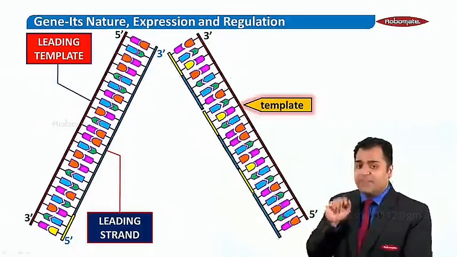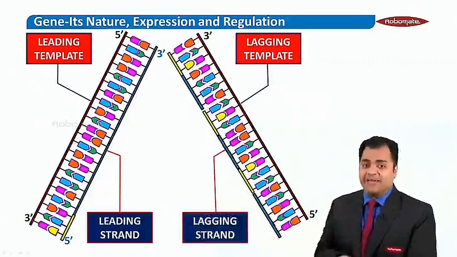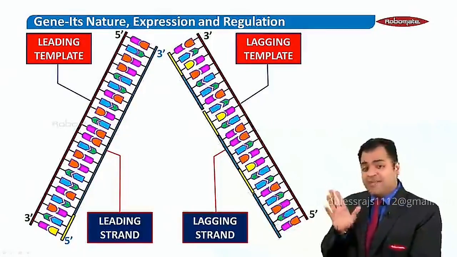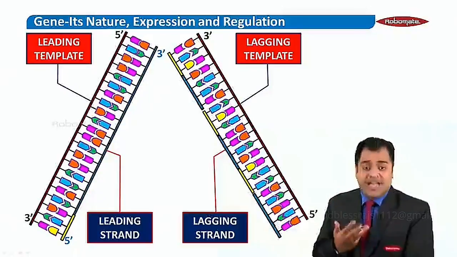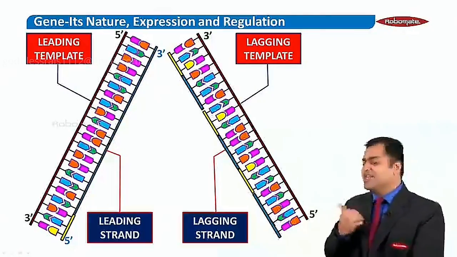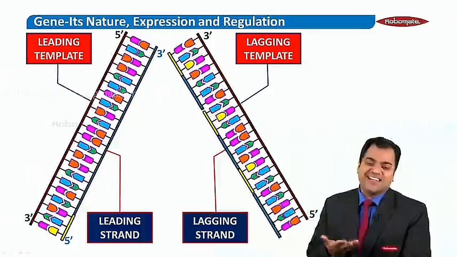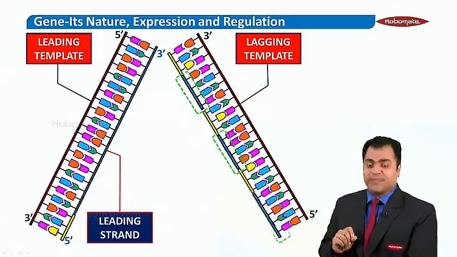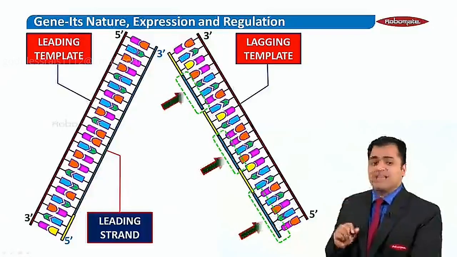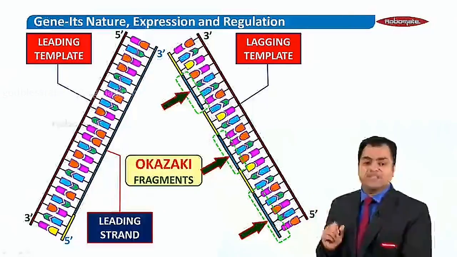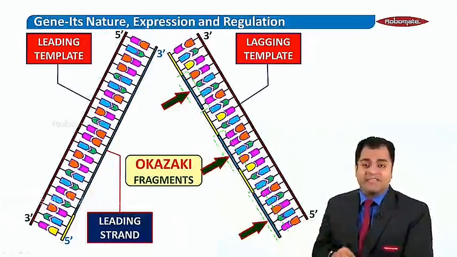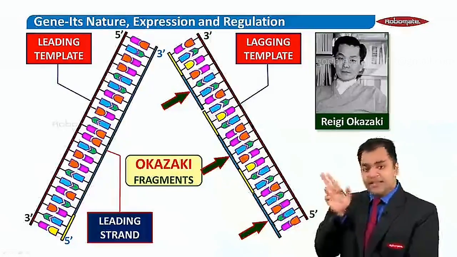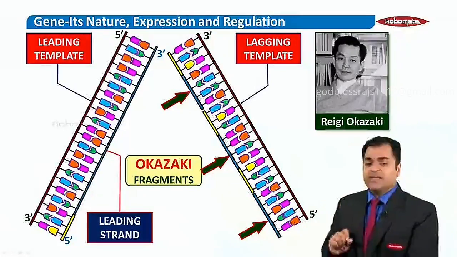And therefore, this template is called the lagging template. And this new strand is called the lagging strand. Although it is made simultaneously, because it takes more time, it is called the lagging template, and the new strand synthesized on it is called the lagging strand. Okay? Now remember, these fragments that you see, they have a name, right? These are simply called Okazaki fragments because they were discovered by a Japanese scientist named Reiji Okazaki. He was the one who actually decided that this is how the lagging template will be synthesized.